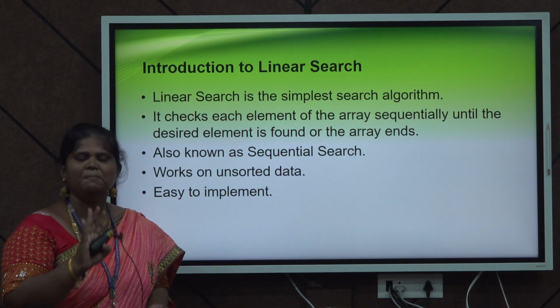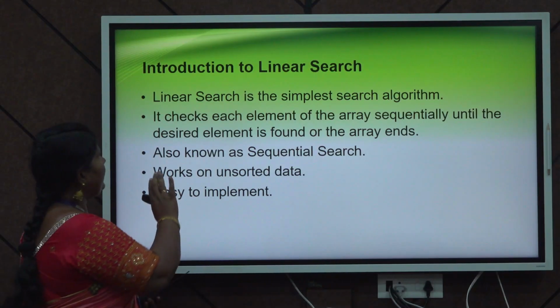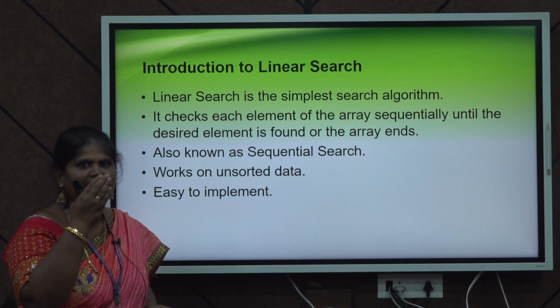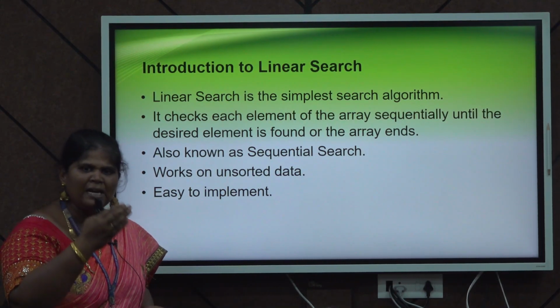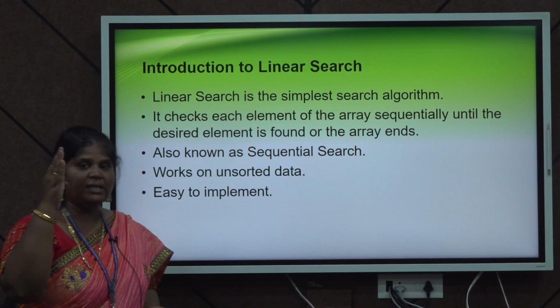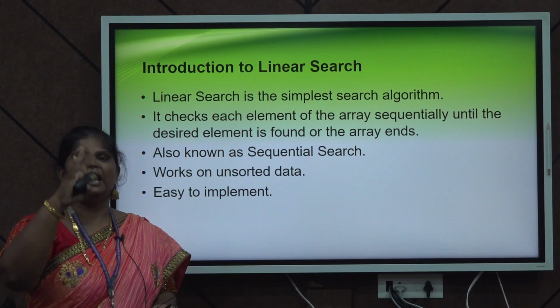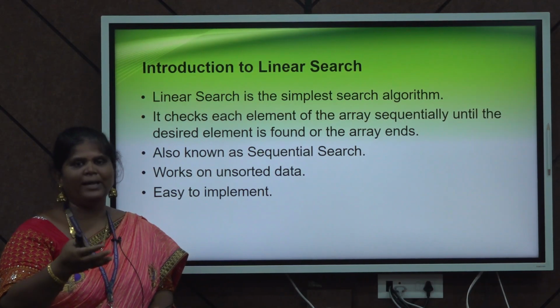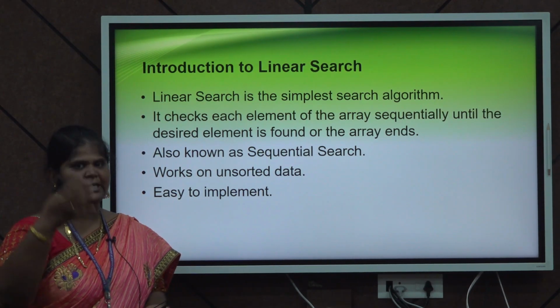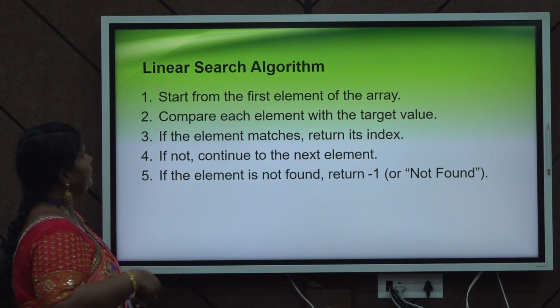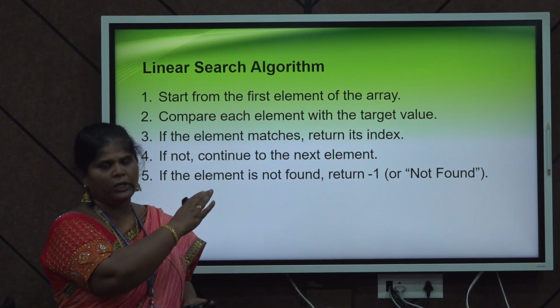Linear search is the simplest searching algorithm. It checks each element from the array and compares it with the searching element. If the searching element is found in the array list, it will display the element found message, or otherwise the element not found message will be displayed. So this is the linear search algorithm procedure.